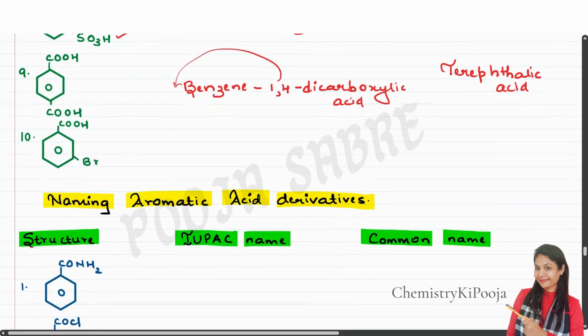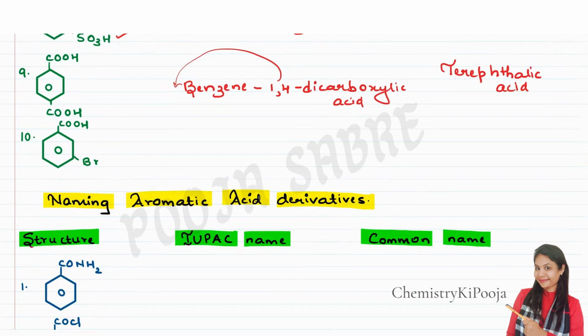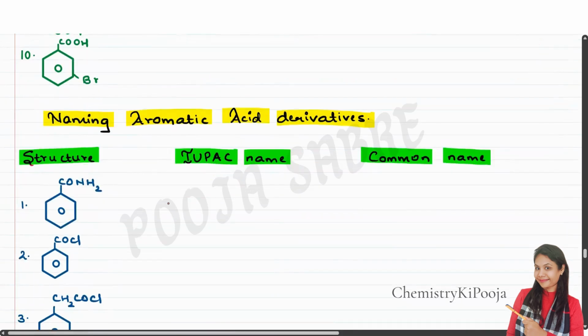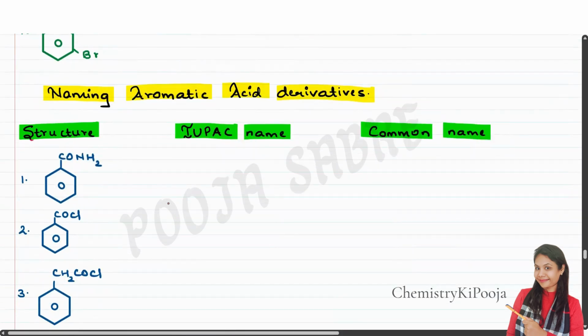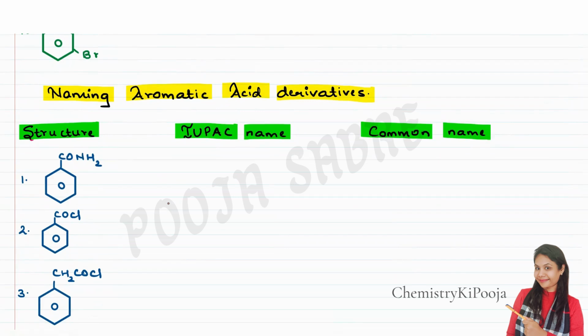And then the last question. Now, this will be your homework. Okay, you are going to solve this on your own. You can write the answer in the comment box or just DM me. Clear? In the next lecture, I will be discussing the answer. And along with this, we are going to discuss the naming of aromatic acid derivatives.